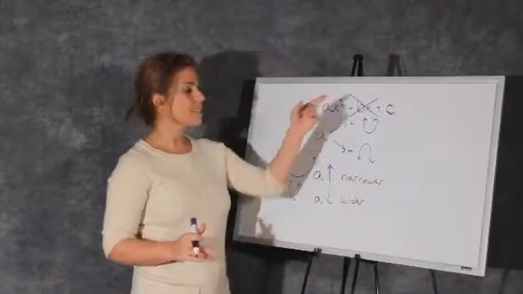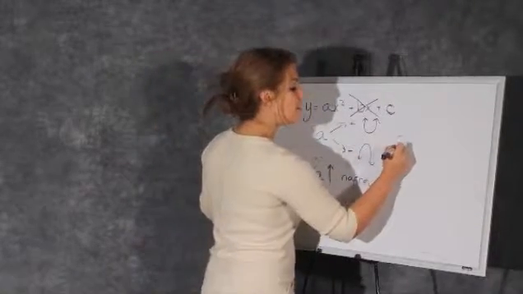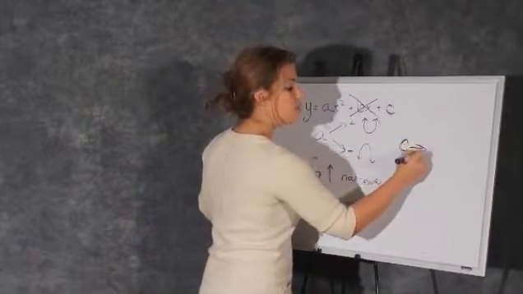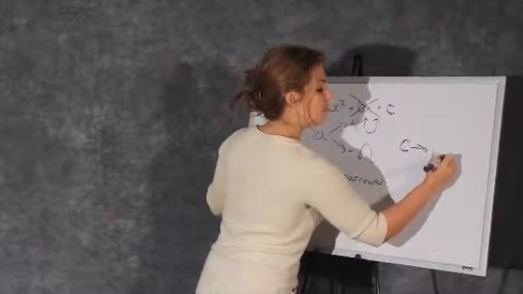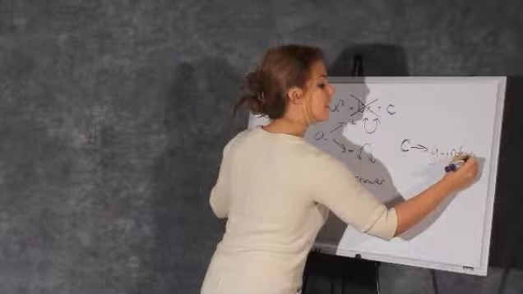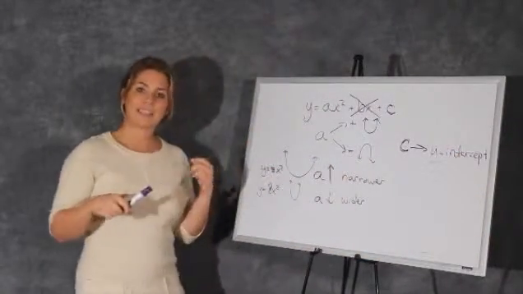And then the last component of our parabola is the C value. And the C value is just what we want to know about the y-intercept. So that's just telling us exactly where this parabola intercepts the y-axis.